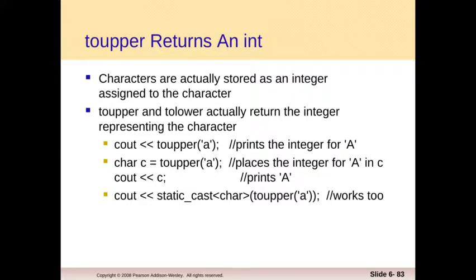One way of remedying this is to introduce an extra character c to assign the return value of ToUpper of A to that character, forcing an automatic conversion, and then to use that character c to insert it into the output. Another way, of course, is to use a static cast. That's more wordy, but it also does the job.